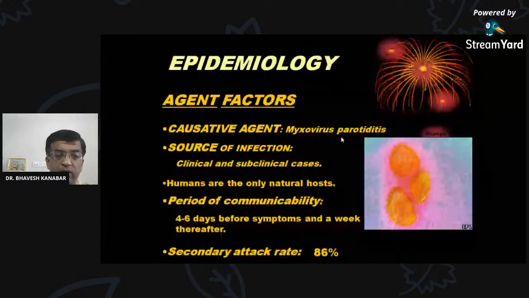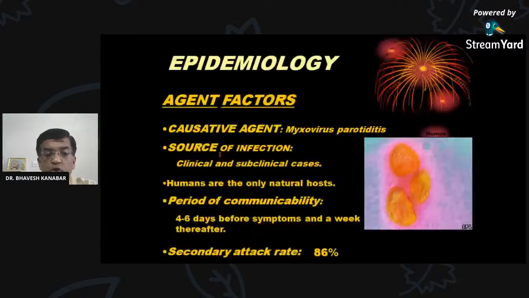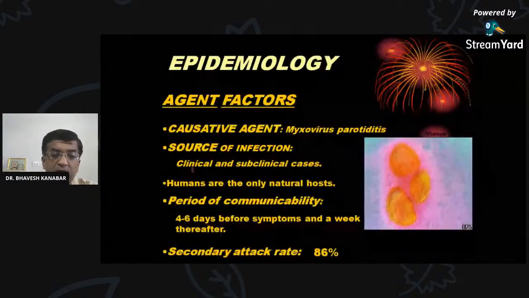Source of infection: clinical and subclinical cases. Mainly it affects children. Any child who is suffering from mumps, that is the clinical case, and subclinical cases, they are the source of infection. Humans are the only natural host.